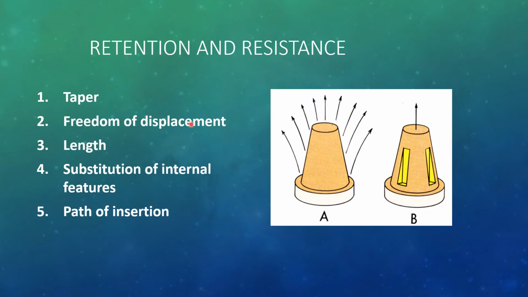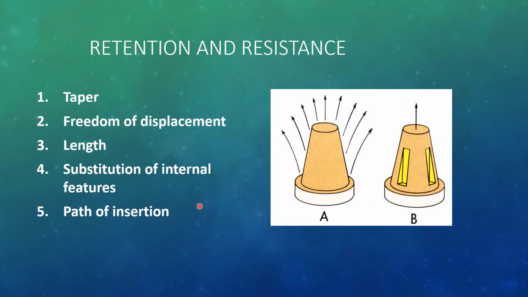Freedom of displacement means that if you do a proper prep and the taper and everything is in place, it will limit the path of insertion and limit any torquing forces in the horizontal plane, guys. Grooves can be given just to improve the freedom of displacement, so that it doesn't happen. Length should be adequate, guys, and we cannot stress this more. If you have an over-contoured or reduced crown, it will keep dislodging and there will be no point in doing it, guys. So length should be adequate.